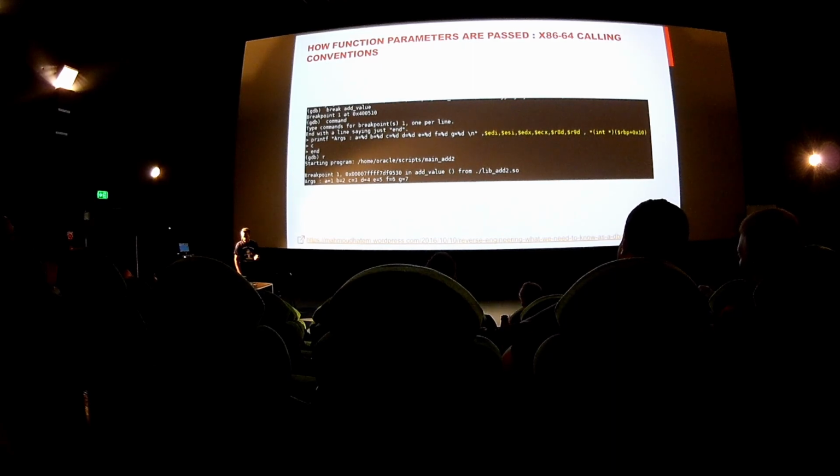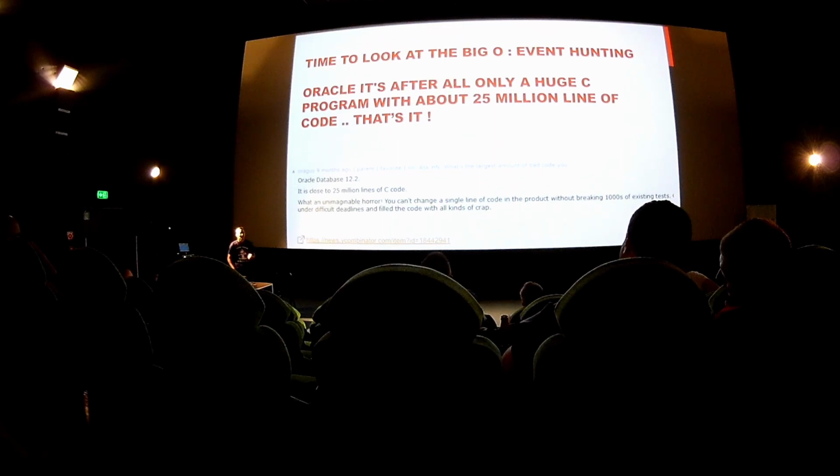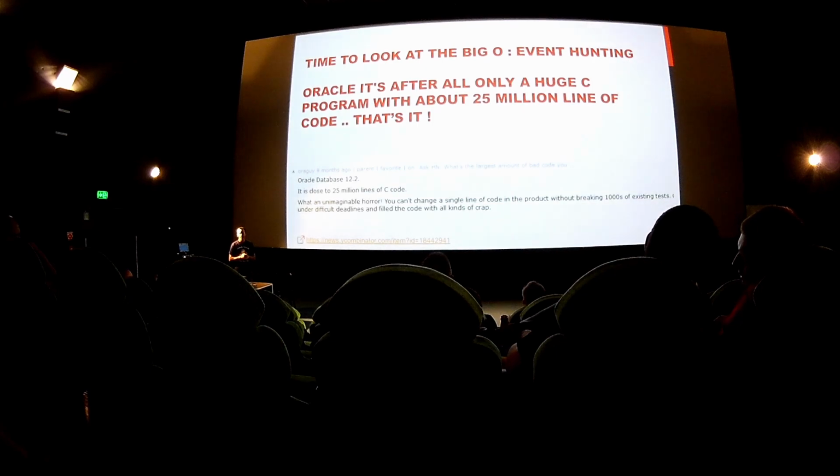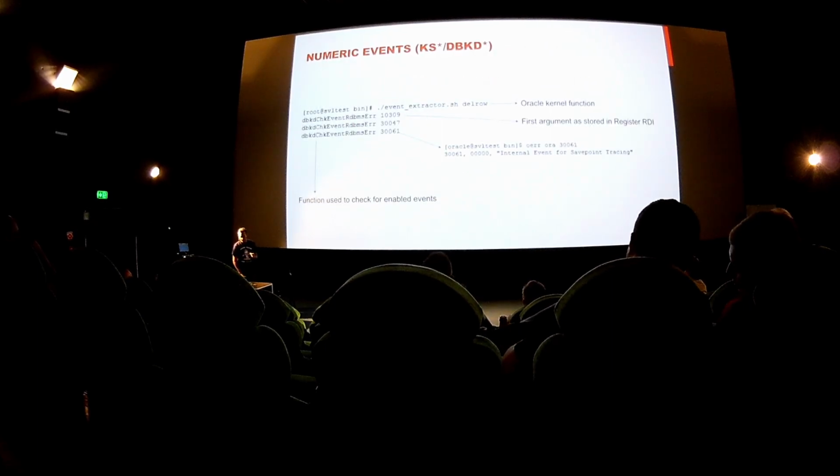So it's now time to take a look at the big O. Oracle, after all, is only a C program with about 25 million lines of code. Some Oracle guys describe it as a horror, so imagine not having the source code. I'm going to start with a simple case, which is the old event API. In the case of the old event API, it's pretty easy.